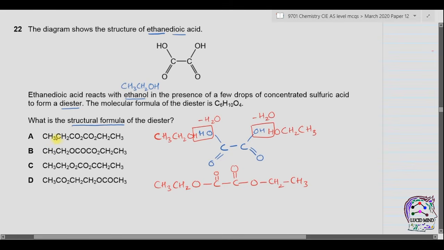Part A says CH3CH2CO2. This is not CO2, this is OCO. Part B writes OCO, and then we have CO2. So yes, part B is correct. Part C says O2, which is wrong. Part D has CO2 on the second place, which is also incorrect.